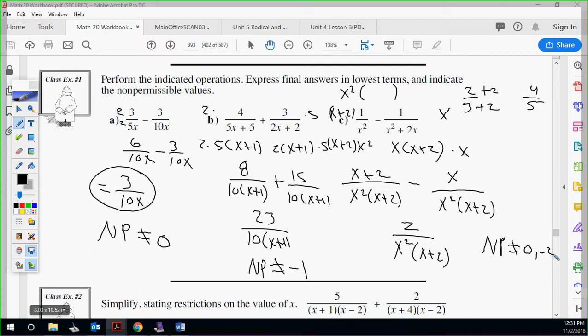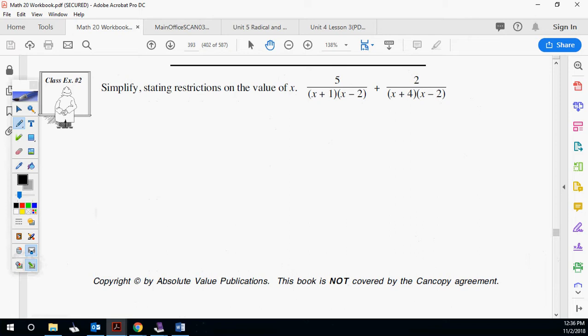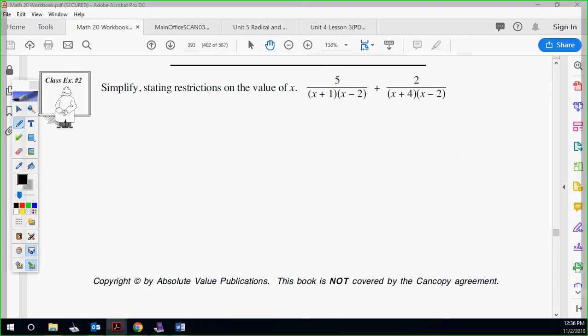Just one. Okay, so this one, simplify, starting with stating restrictions on the x values. So remember, you can get your non-permissibles right away as well. So this one's non-permissibles are -1, 2, and -4. That's my non-permissibles. That won't change. And so what's important to recognize with this one is they share this, so that one we're not going to worry about, the x minus 2.